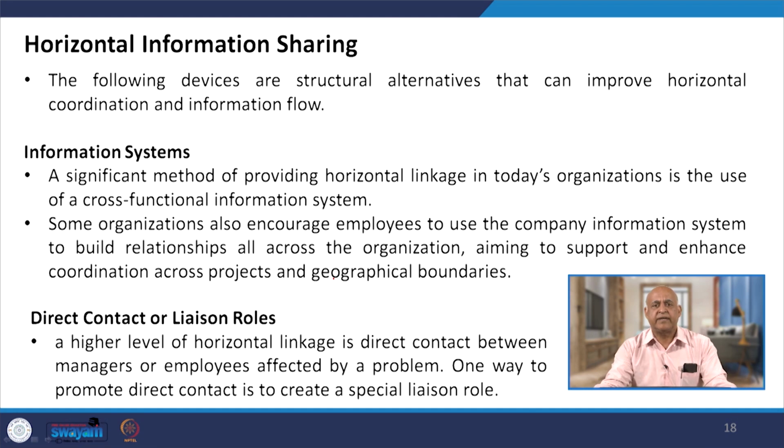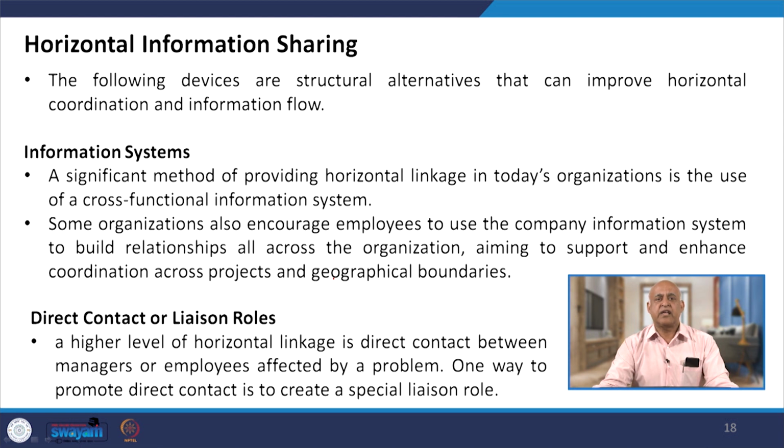Now, in horizontal information sharing, there are devices or information systems which can improve horizontal coordination and information flow. A significant method for providing horizontal linkage in today's organizations is the use of a cross-functional information system. Whenever you use a cross-functional system, you will definitely make each function more useful and work in a better way.